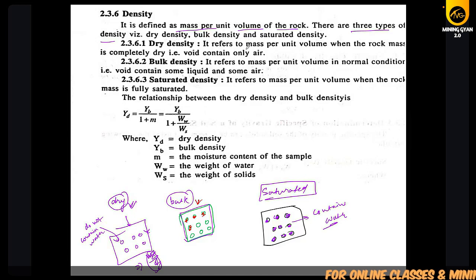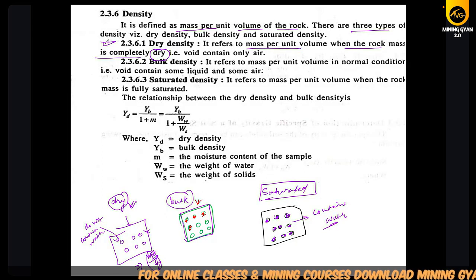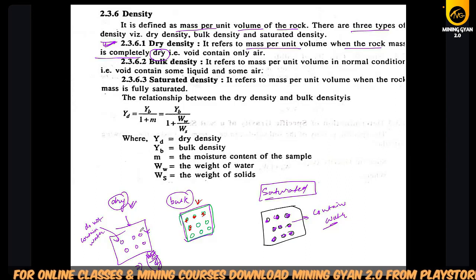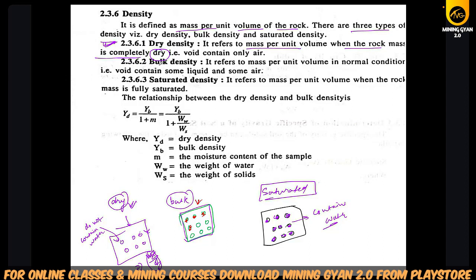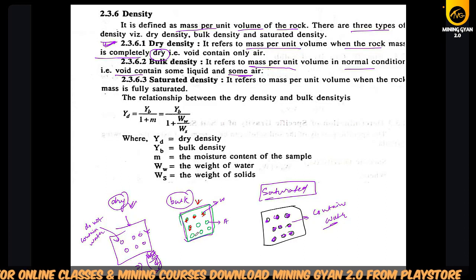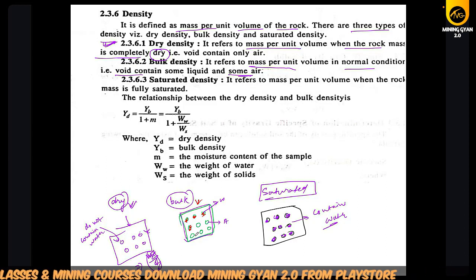So what is the dry density? It refers to the mass per unit volume when the rock mass is completely dry. When the voids are completely filled with air, then we call it the dry density. If it is the bulk density, that means the mass per unit volume in the normal condition where the voids contain some liquid or some air. Some of the voids contain water and some contain air. Then we call it bulk density.